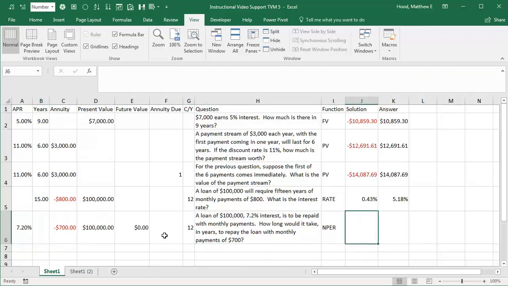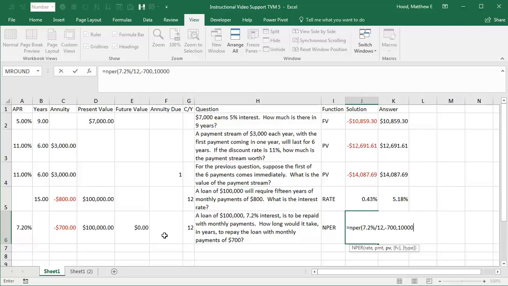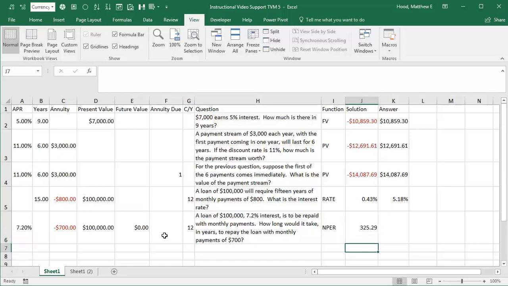Just to show you that you could use numbers straight into here instead of the cell references, I'm going to use just the numbers for this. Number of periods. Well, the interest rate is 7.2%. I can divide that by 12. The payment is minus 700. 700 is leaving the hands of the borrower after they receive 100,000 up front, and they pay it all off. So the number of periods would be 325.29. That would be the number of months.